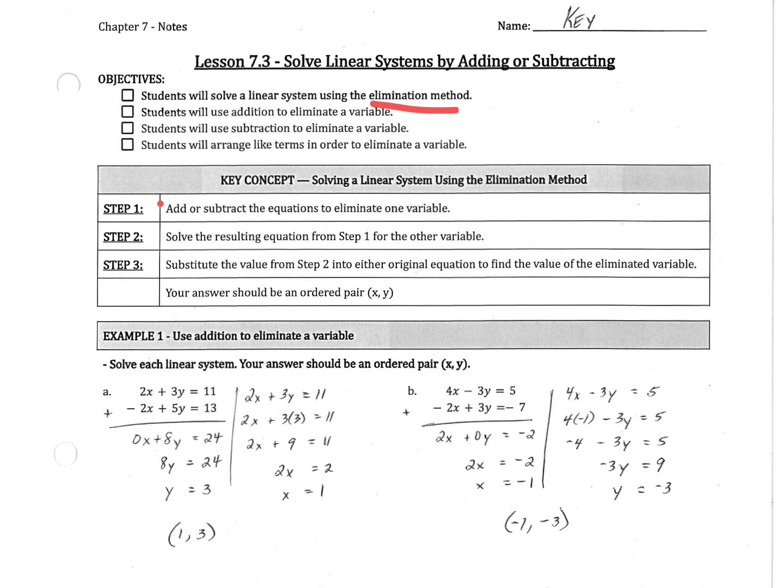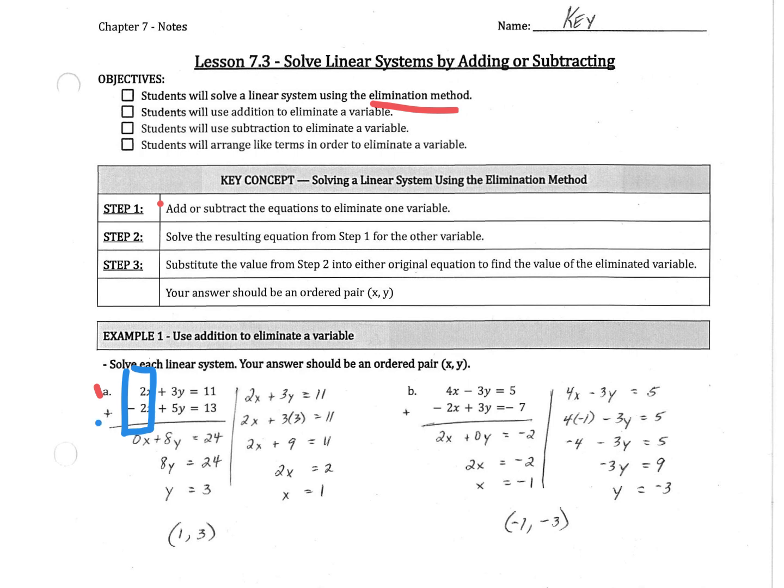Let's look down at example A. Example A has two equations, 2x plus 3y equals 11, and negative 2x plus 5y equals 13. What we can do is add or subtract the columns. So here's how we know which one to do. If I look at negative 2 and positive 2, how can I eliminate that letter? If I subtract them, 2 minus negative 2 equals 4, but if I add them, I get 0.